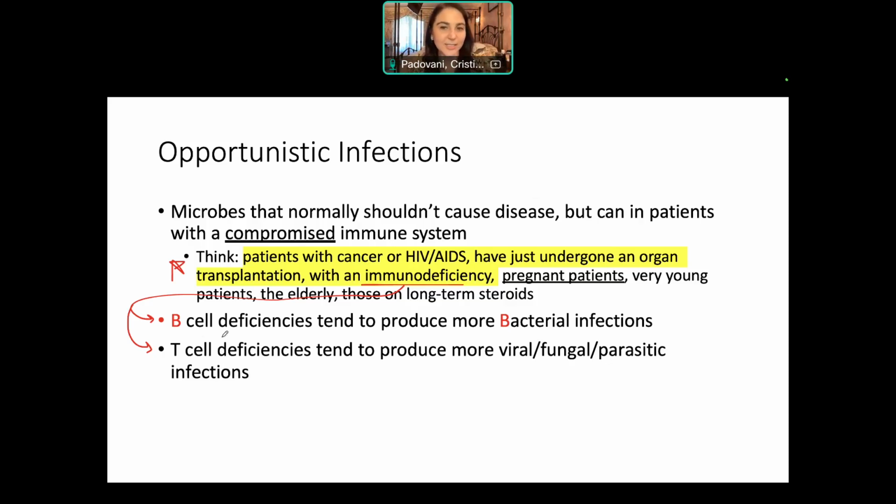With T cell deficiencies, you really need T cells to help get rid of intracellular pathogens. So that's going to be more viral, fungal, parasitic. Fungal, I have seen fungal infections with your B cell deficiencies, but for purposes of opportunistic infections, I group fungal with viral and parasitic.